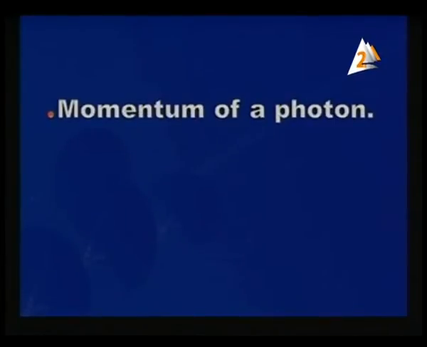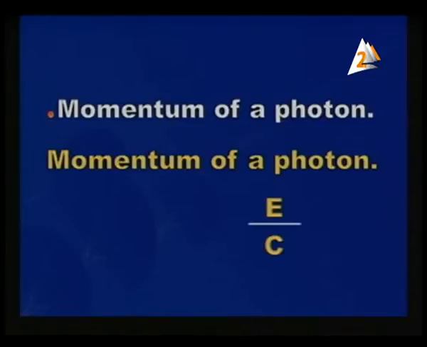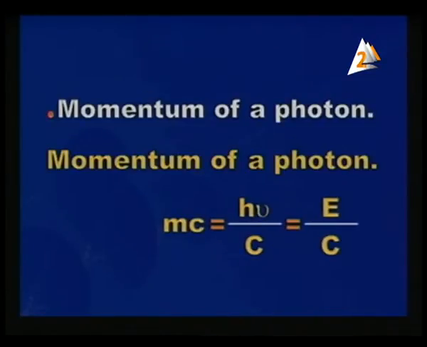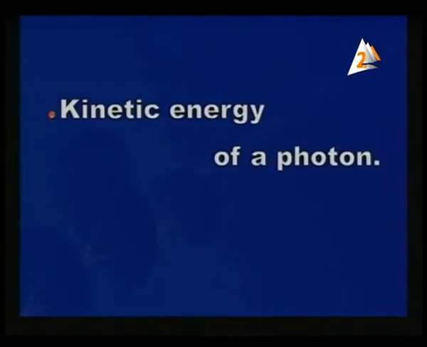And what about the momentum of a photon? The momentum of a photon is given by the relation mc, m the mass of the photon, c the speed of light. So it is h nu over just c, not c squared, or it is E over c. Next, the relation that gives the kinetic energy of a photon. It is quite simple. It is h nu, of course, and nu can be replaced by c over lambda, so it is equal to hc over lambda. So the kinetic energy of a photon is equal to h nu.